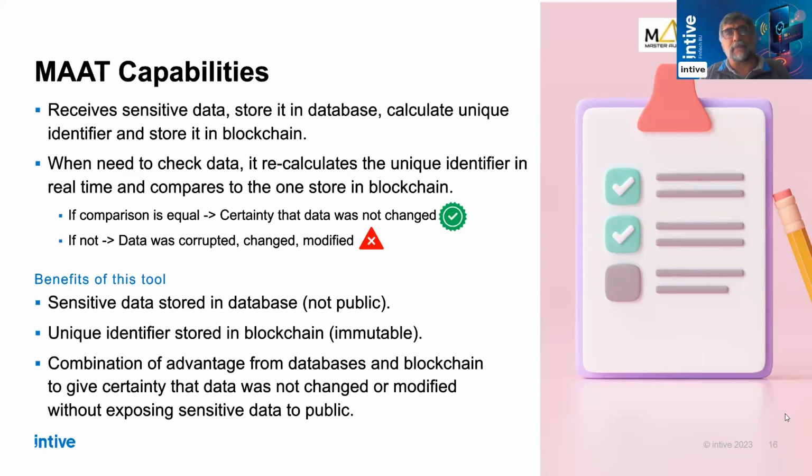What are the benefits of that? Well, the sensitive data provided to our software continues to be stored in our database, so it will not be public. When we store the data, we generate the unique identifier and deploy it on the blockchain, and then if we need to compare, we can do so without showing any public information. This combination of the advantages of databases and blockchains gives certainty that data was not changed or modified, without exposing sensitive data to the public.